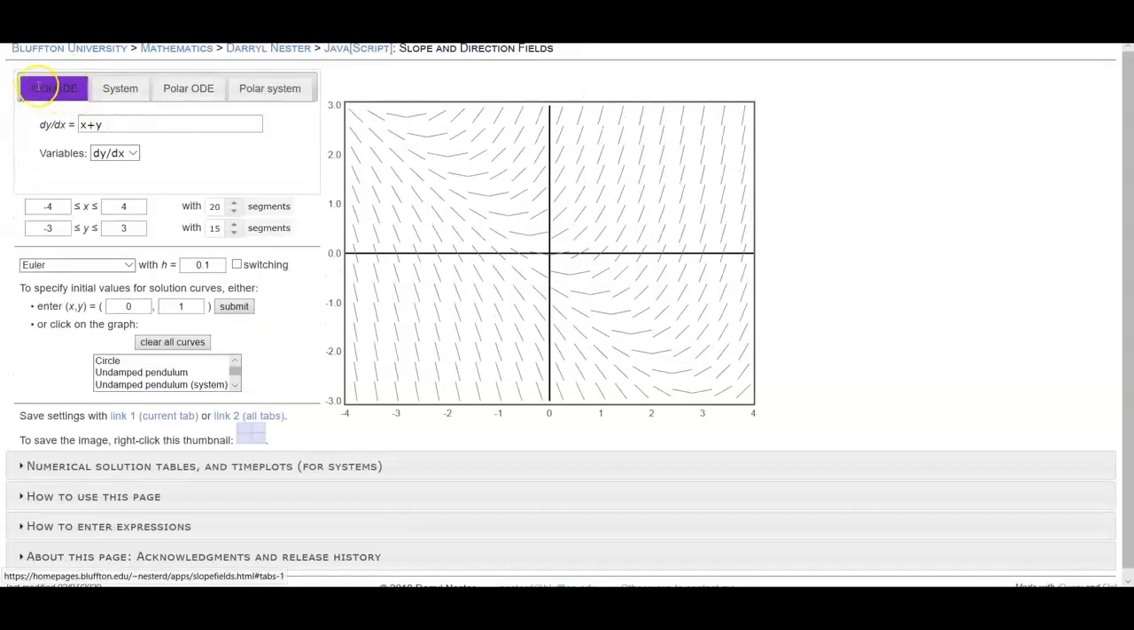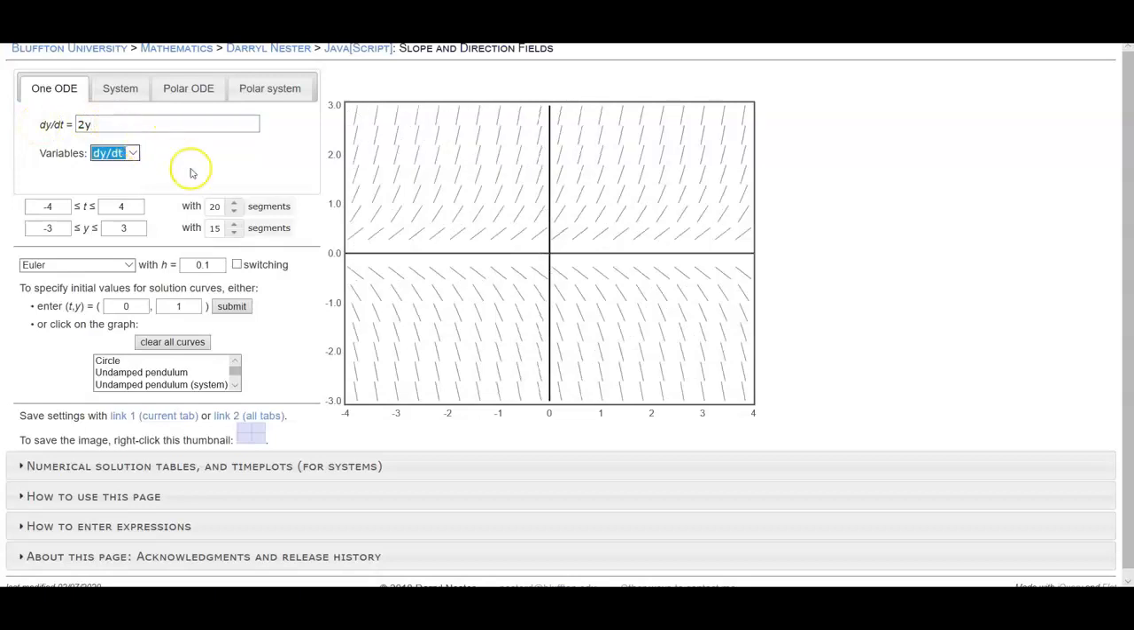What this one shows you is, first of all, you want to make sure this is set on 1 ODE. We won't use the polar stuff. We'll eventually use systems. Here they use y and x as the dependent and independent variables. To be consistent with our notation, we could use dy/dt. And let's just go ahead and plot the first slope field, which was 2y. Okay, so here we have it, and that looks very similar to what we came up with before.